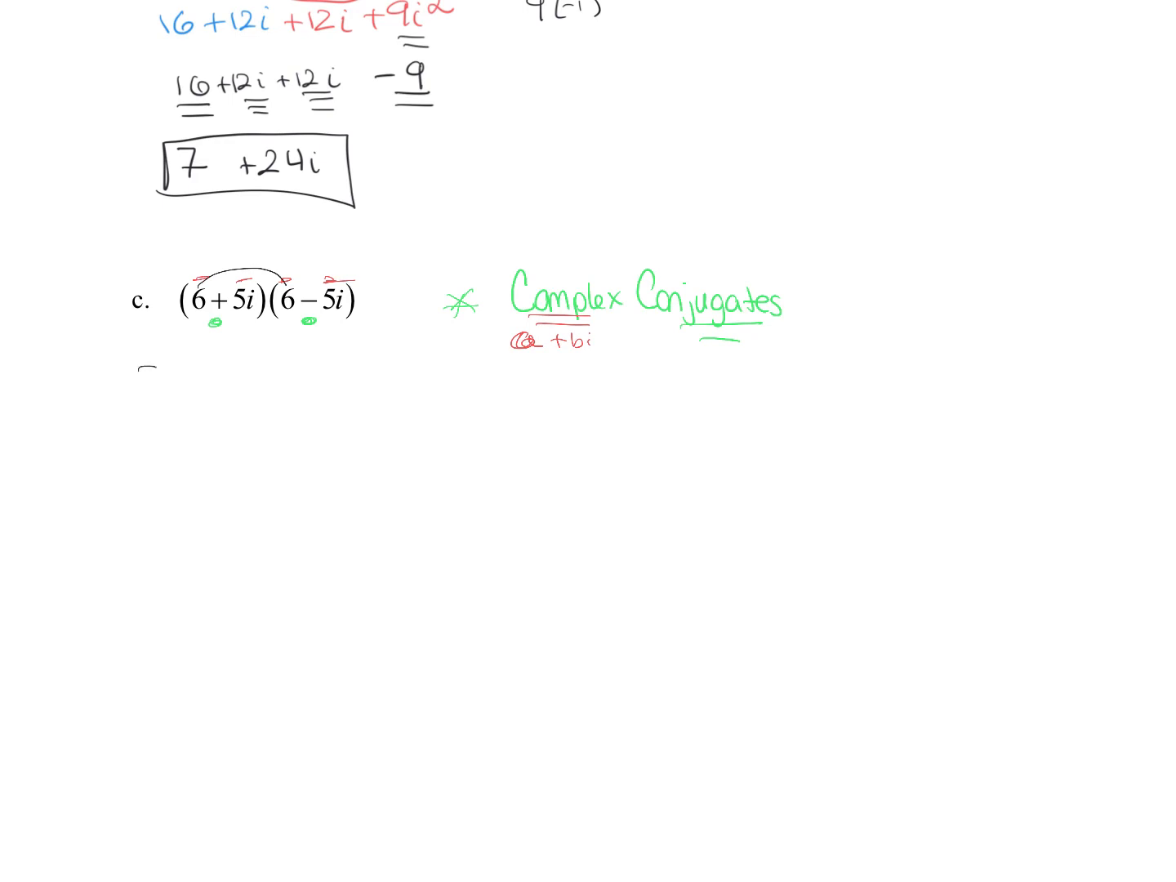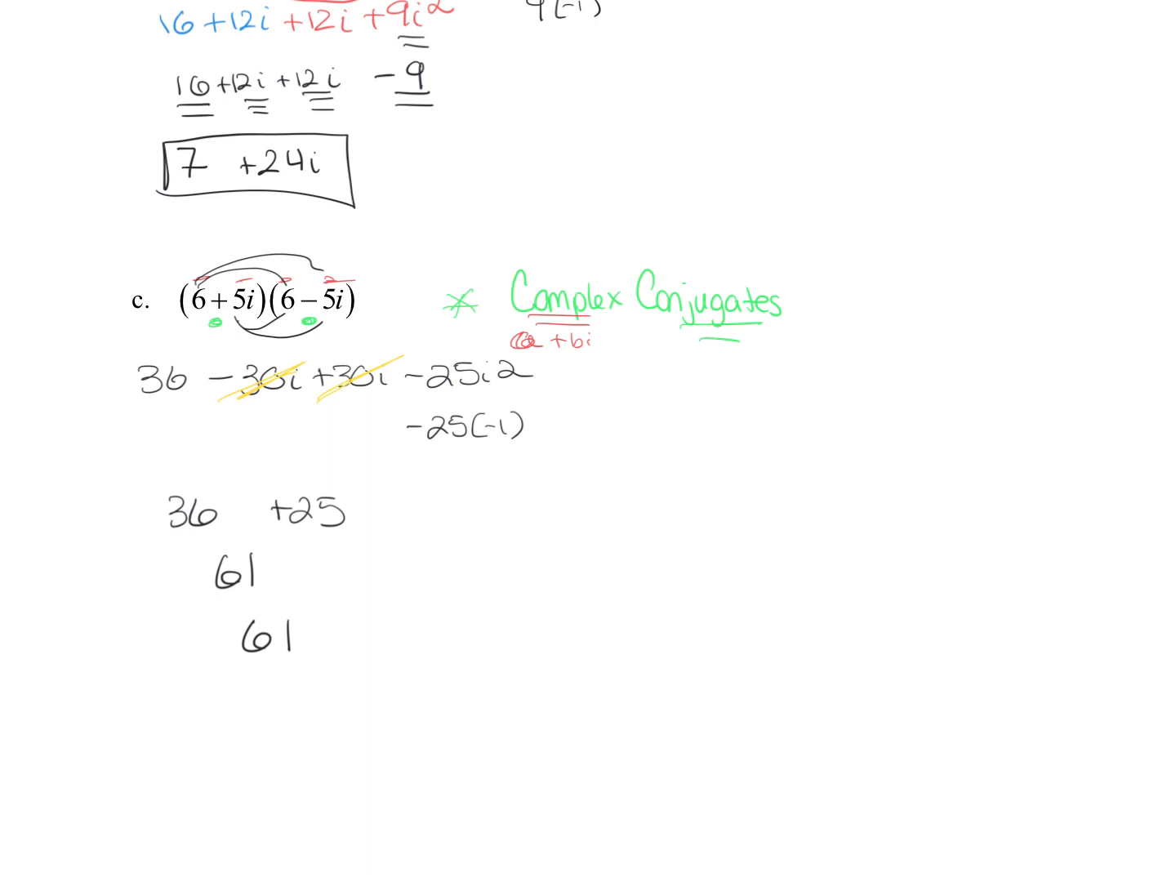So 6 times 6 is going to make a 36. 6 times negative 5i makes a negative 30i. 5i times 6 is a plus 30i. And then 5i times negative 5i is a negative 25i squared. The beauty of conjugates is that the middle part cancels out. So negative 30i and positive 30i cancel out. This is a minus 25, and then i squared is negative 1. This is really 36 plus 25, which is 61. And technically, if the directions said to write the answer in standard form, I'd write 61 plus 0i, because there were no i's in my final answer.